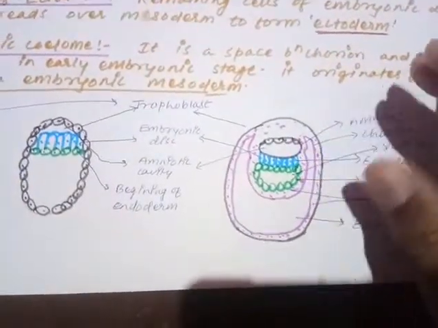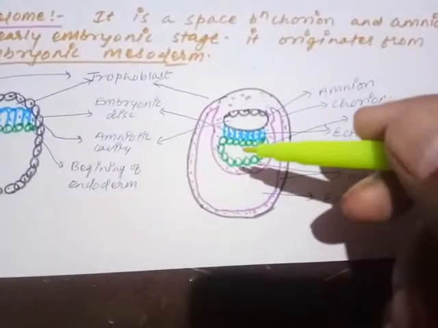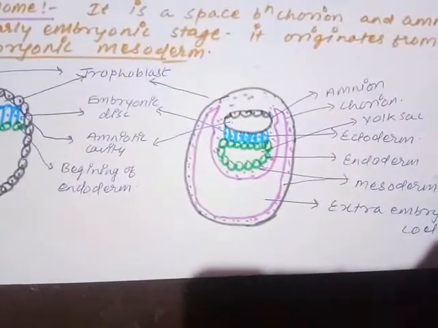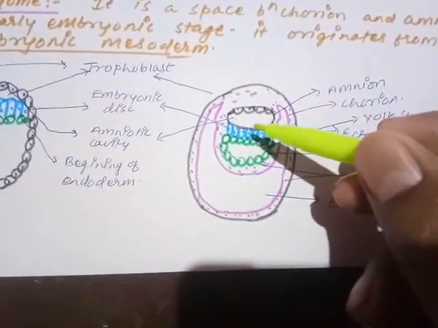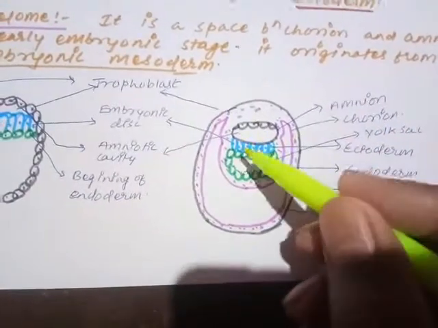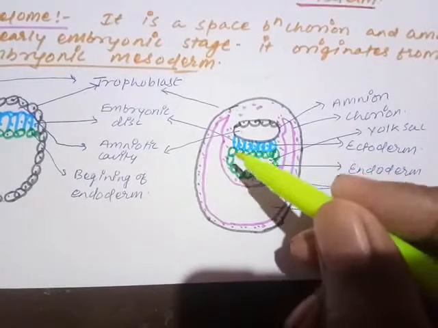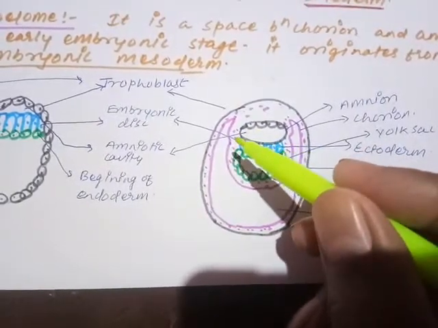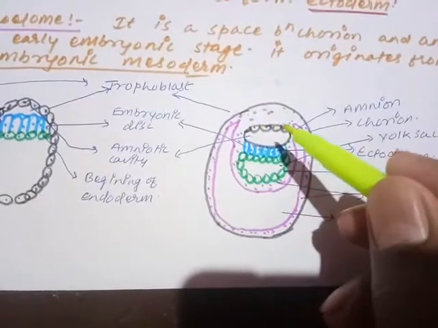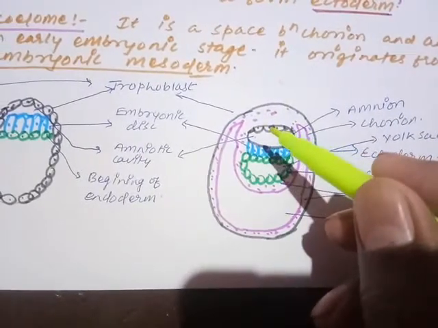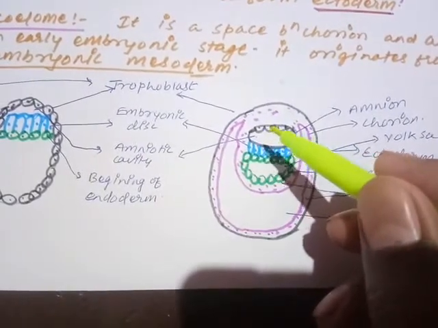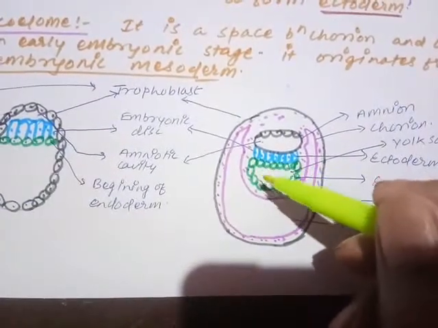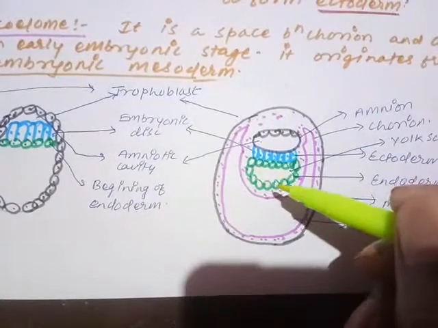Here is the final stage of the gastrula. This is the final gastrula where you can see the embryo. This layer is the embryonic disc. The cavity which is present earlier, that is called the amniotic cavity. These cells which are forming the amniotic cavity and amnion are called amniogenic cells. This complete green colored layer of cells is spreading like that to produce the endoderm.